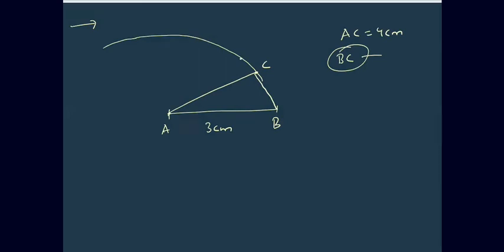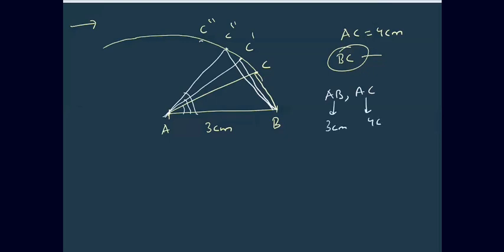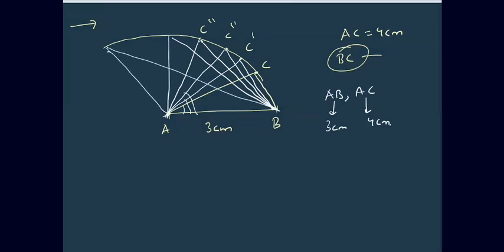Now if I just move the point C, you can see that the length of BC is increasing, and so is angle A. Angle A is also increasing gradually, while the length of AB and the length of AC are fixed, right? That is, AB is 3 centimeters and AC is 4 centimeters. But the length of BC is increasing as well as angle A. So if BC is very large, then angle A is also very large.